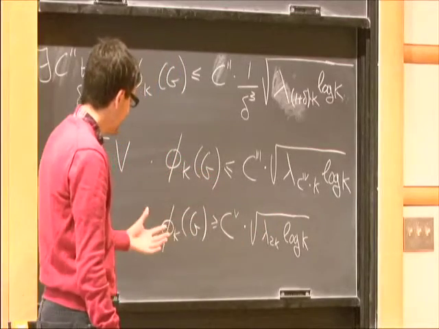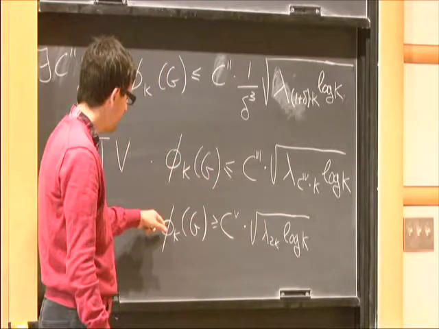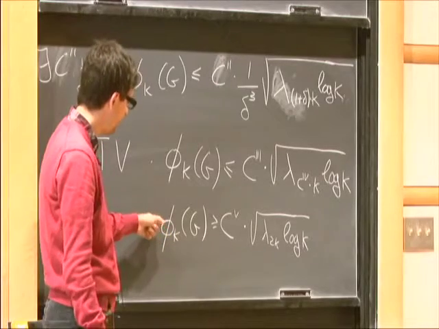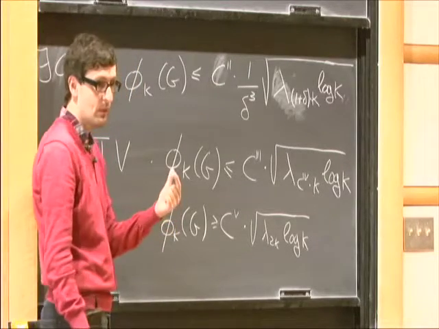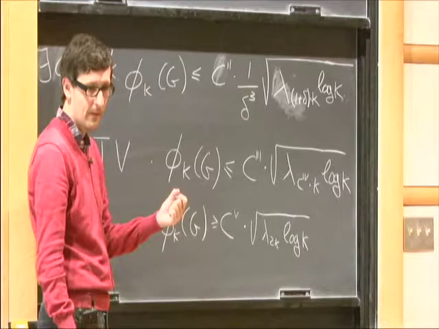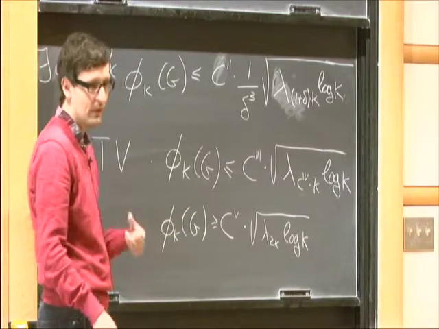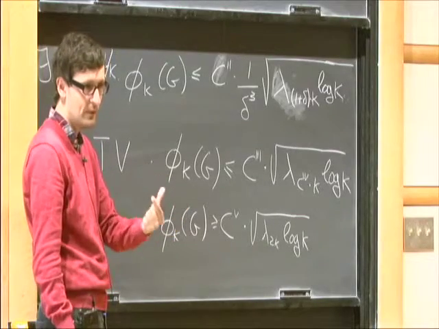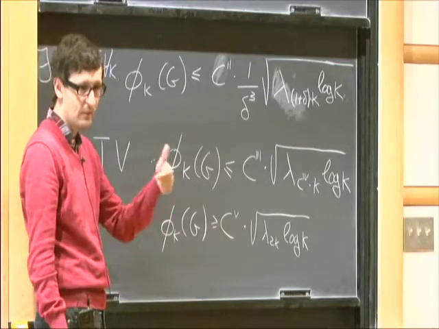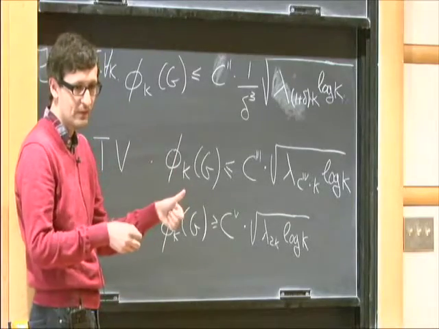But in fact, the proof shows that this is necessary not just if you want to find k disjoint sets, but even if you're looking at a set of size n over k. So if it's impossible to find a set of size n over k with this expansion, for a stronger reason, it's impossible to find k disjoint sets with that expansion.